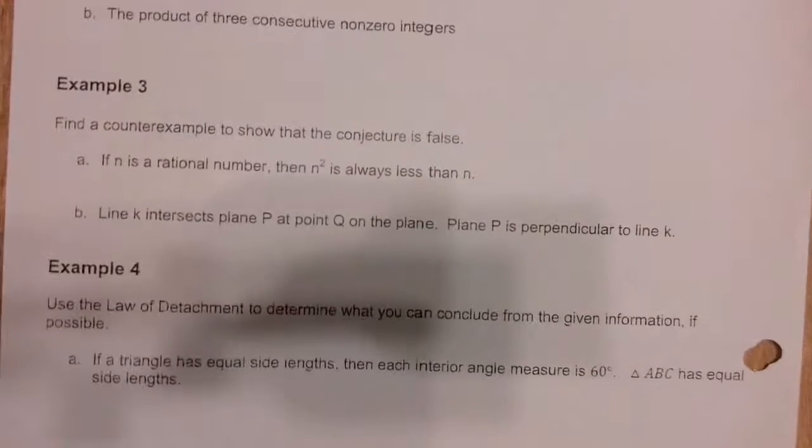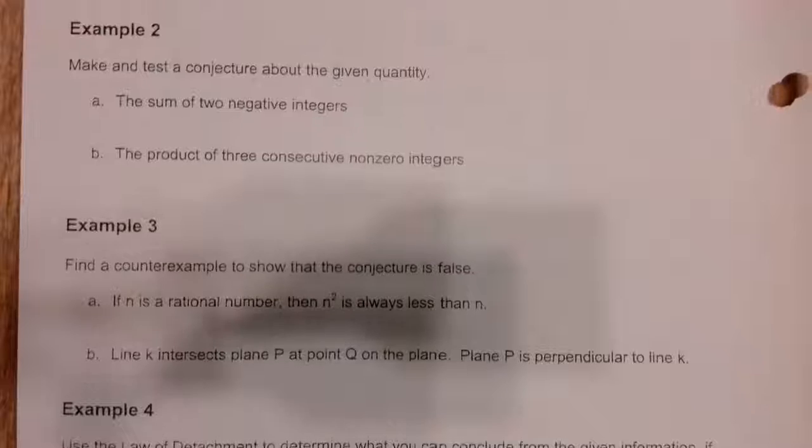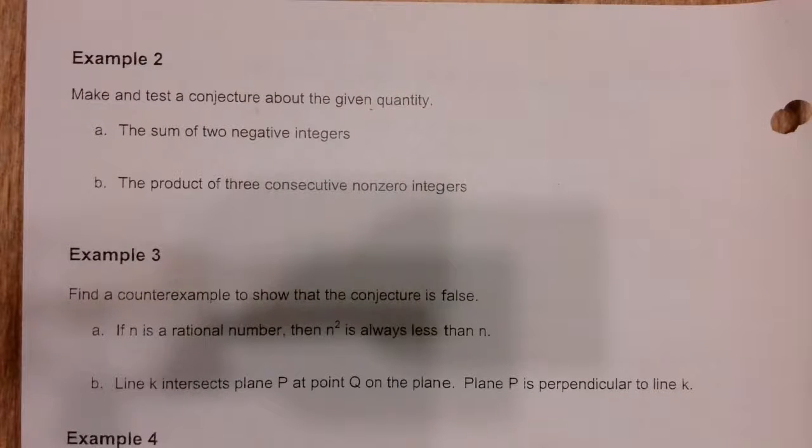So next, example 2. Make and test a conjecture about the given quantity. So we're going to make a guess, and then we're going to kind of test it and see if our guess is true. So the sum of two negative integers. Pick some negative numbers, add them together, and see what happens. So negative 2 plus negative 3 is negative 5. Negative 10 plus negative 1 is negative 11. So we got negative 5, we got negative 11 as our answers. Negative 1 plus negative 1 is negative 2. It seems like all of our answers, negative 5, negative 11, negative 2, whatever we got, they're all negative.